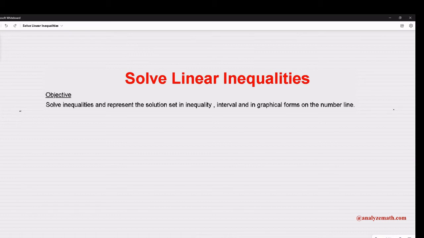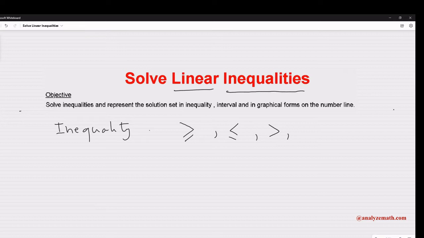This video is about solving linear inequalities. Now, inequalities is the plural of one inequality. An inequality is a mathematical statement that uses one of the inequality symbols: greater than or equal, less than or equal, greater than, less than. This is an example of an inequality: 2x plus 1 less than or equal to 20.